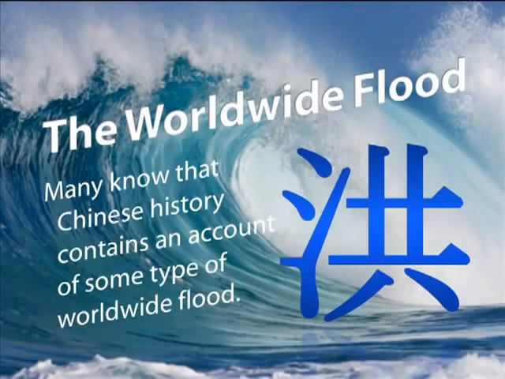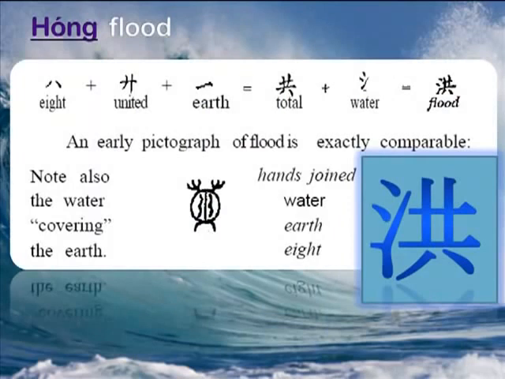Even the word flood has some meaning behind it, and many know that in Chinese history it contains an account of some type of worldwide flood. So, taking the word for flood and decomposing it, we have 8 plus united plus one earth equals total, plus water, which is these three lines, equals flood. And in fact, in the ancient pictograph script, it's even more evident.